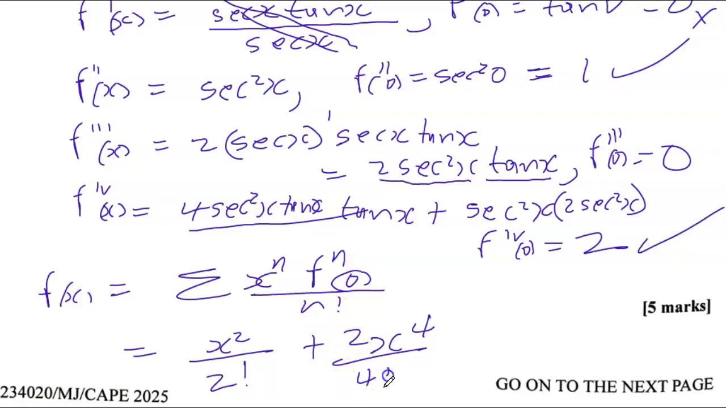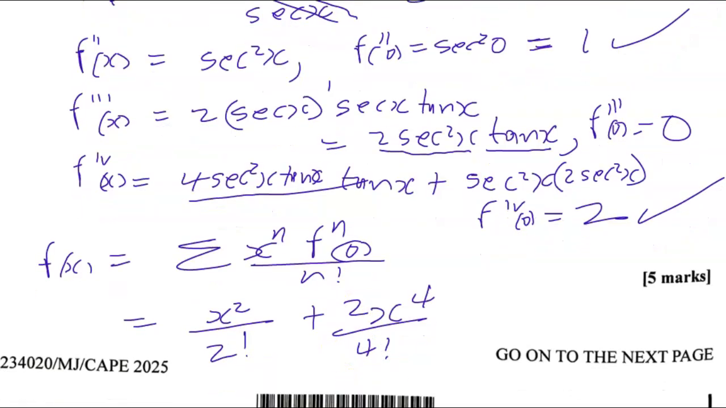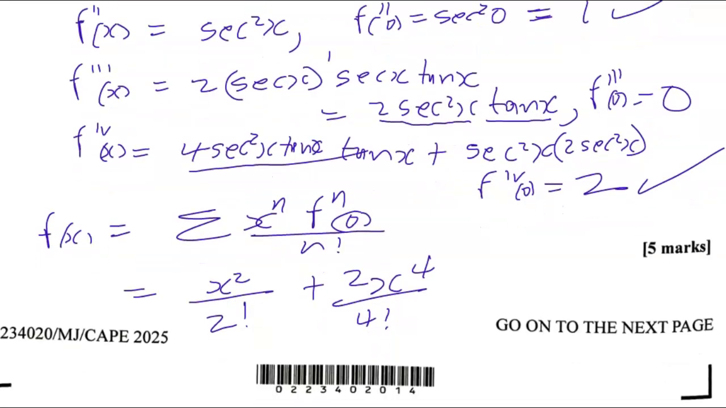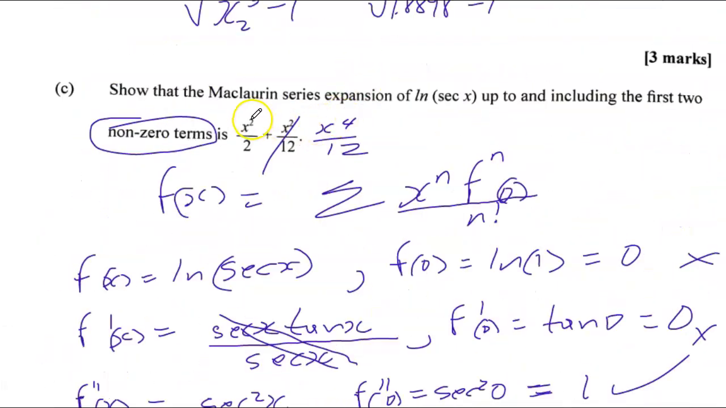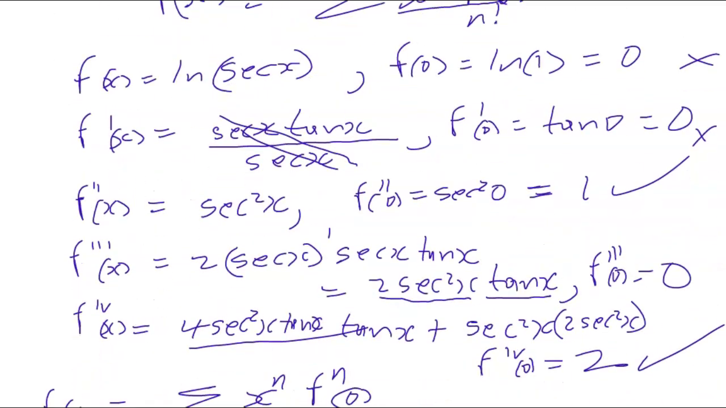And 4 factorial is 24. So what we'll end up with is x squared over 2 factorial, which is 2, plus 2 over 24, which is 1 over 12. So it's x to the fourth power over 12, which is what you're asked to prove, alright? x squared over 2 plus x to the fourth power over 12. So they made an error here, obviously. Alright, let's move on.